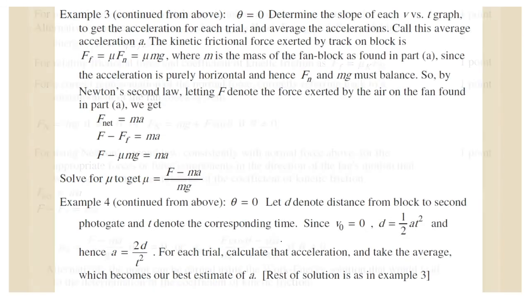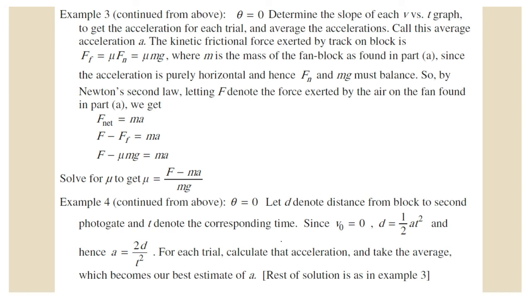All right, moving on to the examples here. Example 3 said the angle is equal to 0. Determine the slope of each velocity versus time graph to get an acceleration for each trial and average them together. Call this the average acceleration A. The kinetic frictional force exerted by the track on the block is mu mg, where m is the mass of the fan block, found in part A.